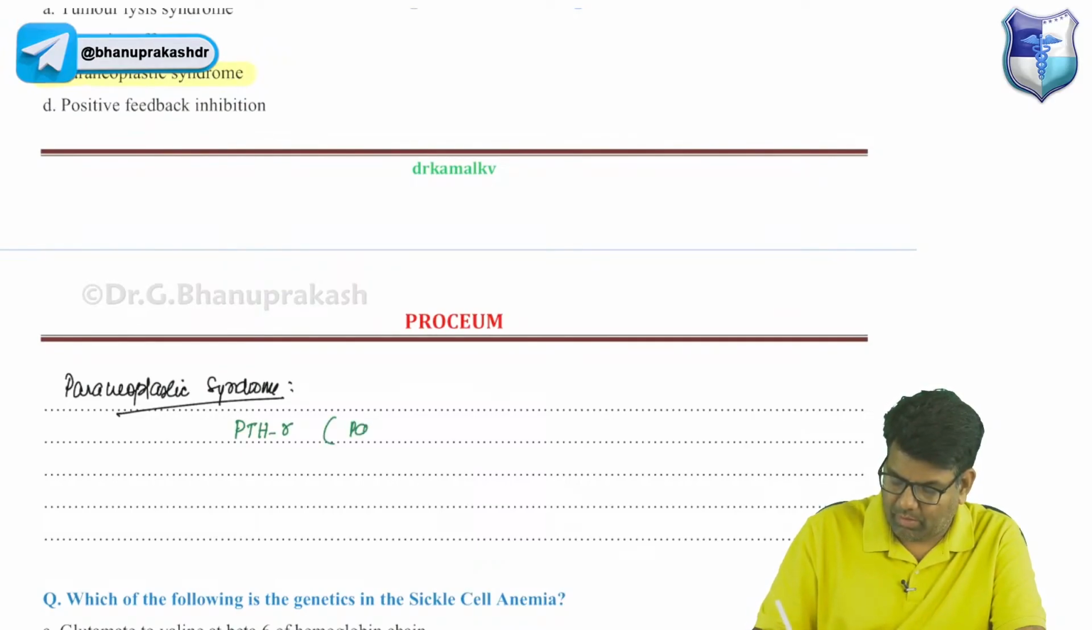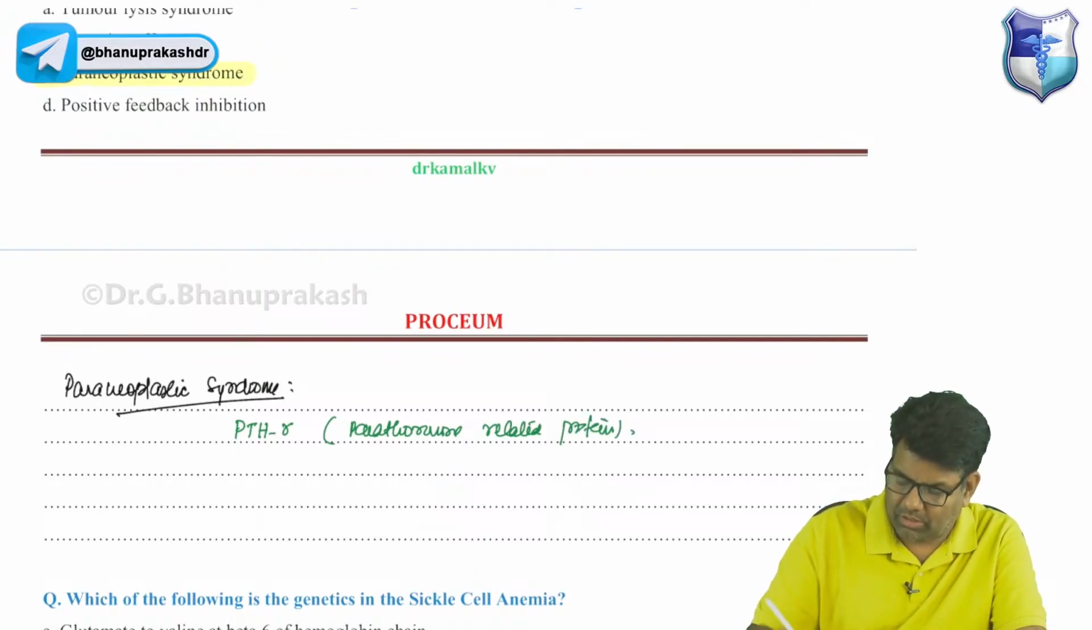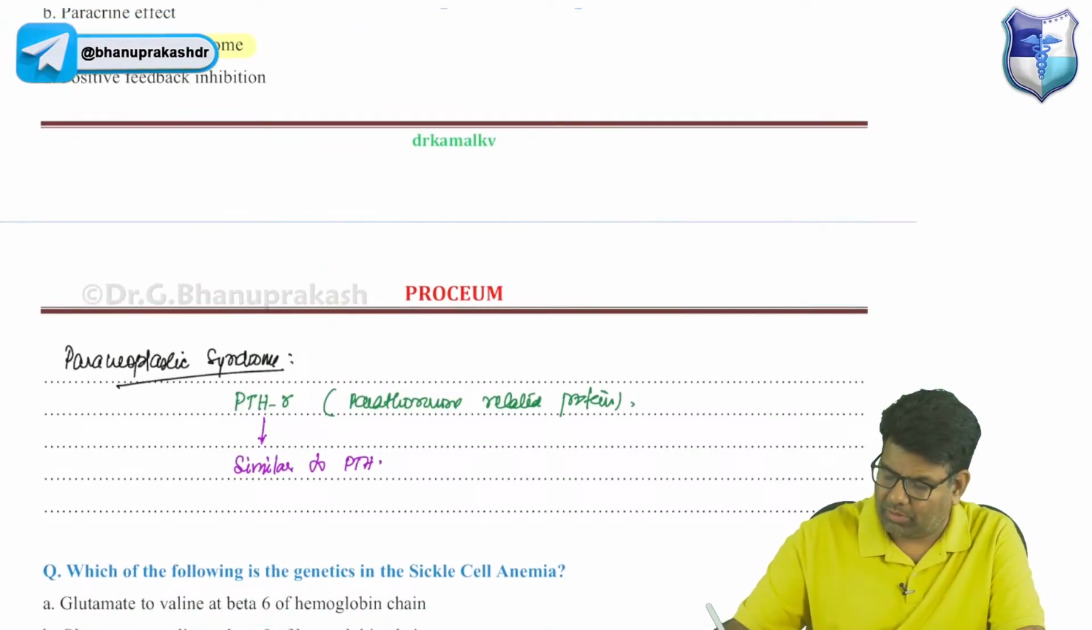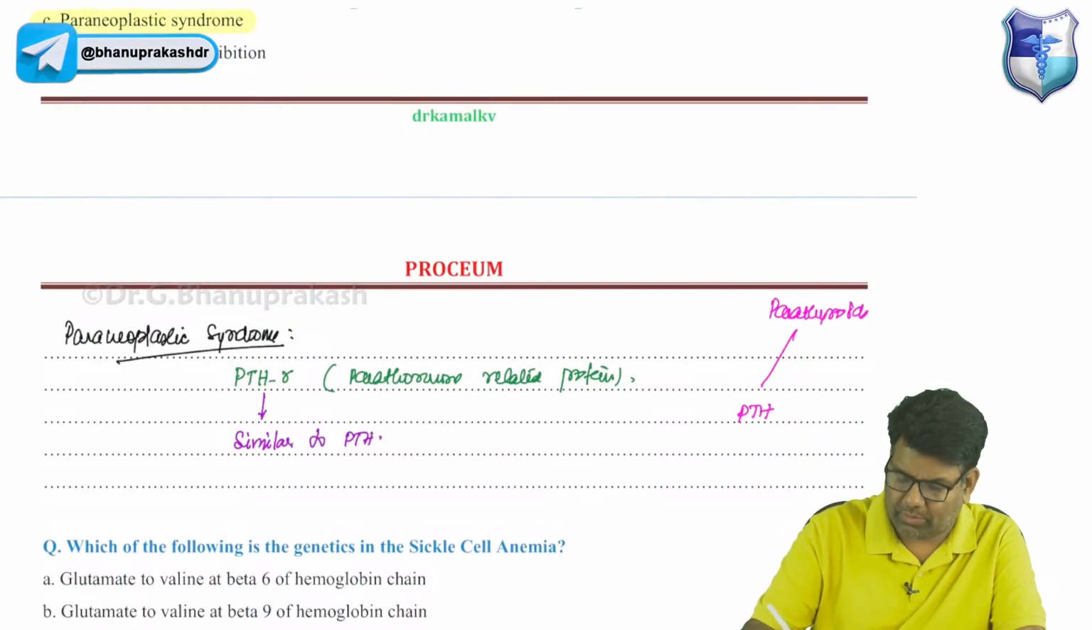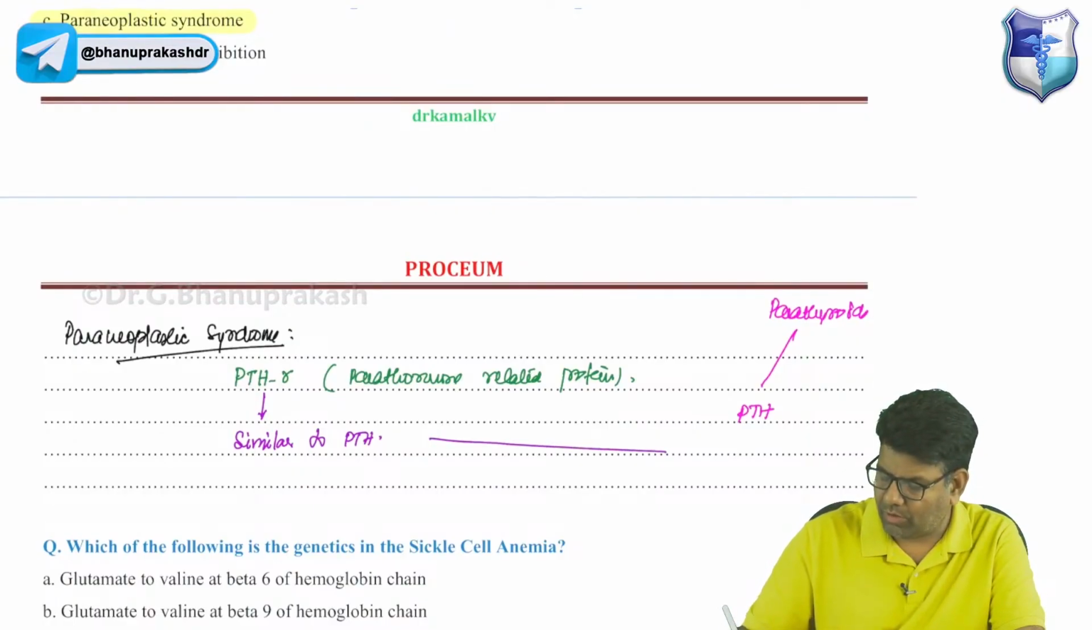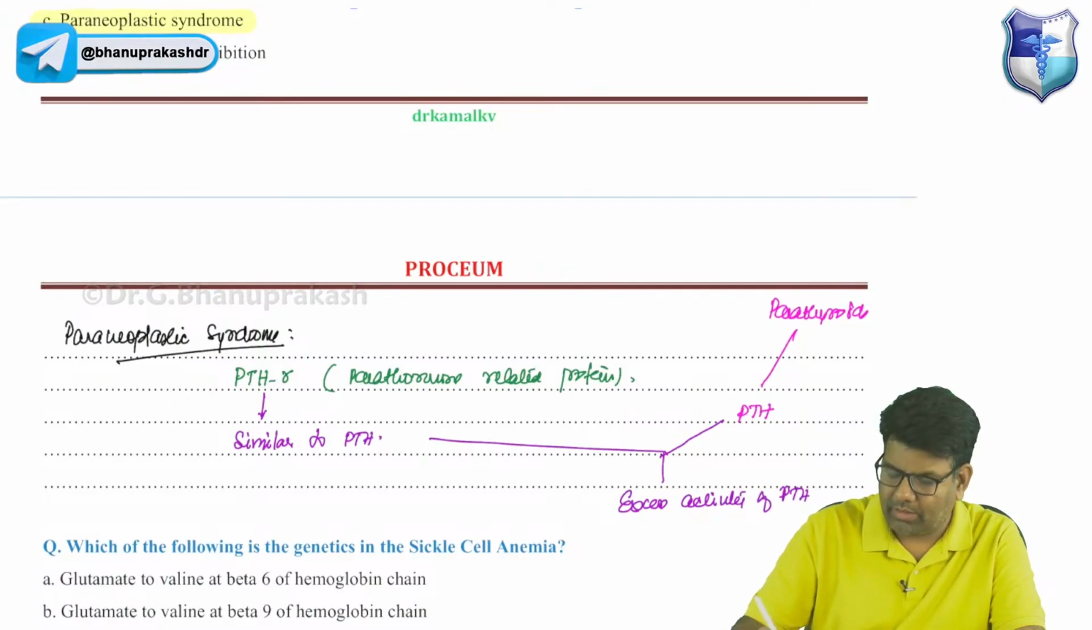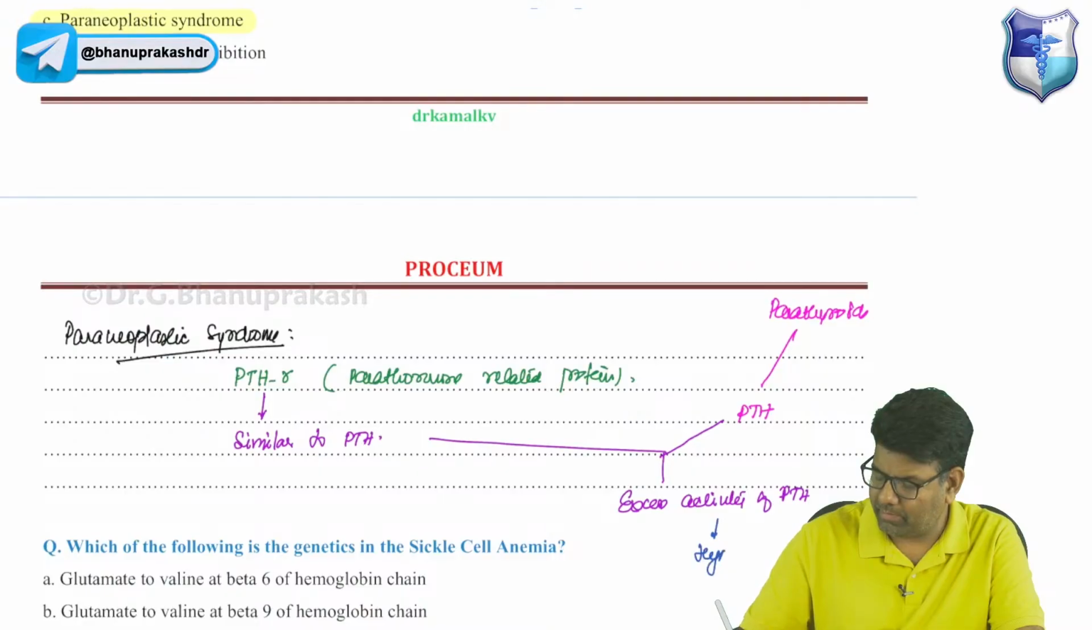This is parathormone related peptide. The action of this substance is similar to parathormone, which is normally released in the body, right? So the parathyroids are normally releasing the parathormone, and this tumor is also releasing a substance which is acting like a parathormone. What will happen? The activity of the two will lead to excess activity of parathormone that will manifest as hypercalcemia.